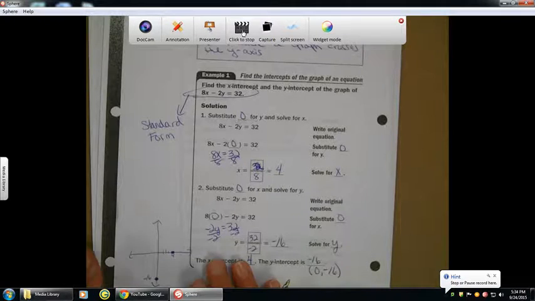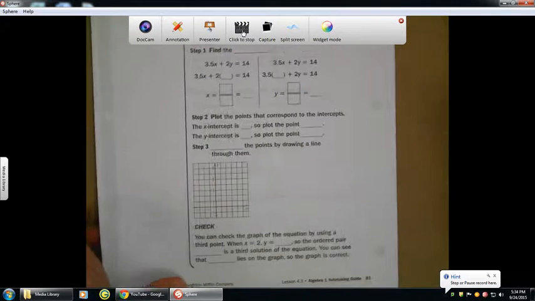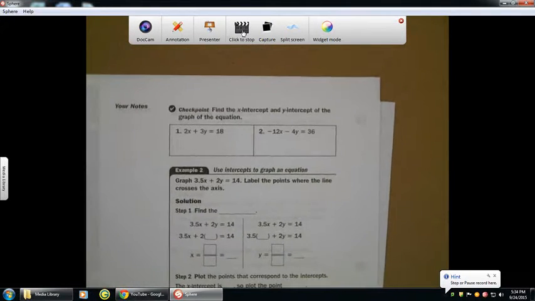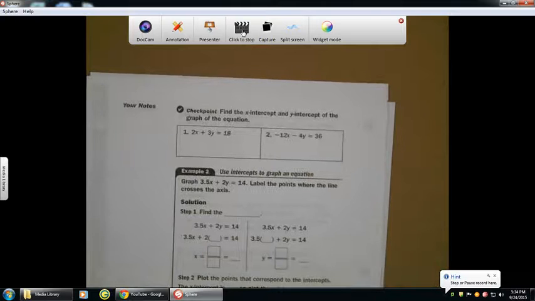All right, so let's move on to the checkpoint. It's finding the x and y-intercepts of the graph of the equation. So remember, look back into your notes. To find the x-intercept, substitute a 0 in for y. And to find the y-intercept, we're going to substitute a 0 in for x. So please pause the video and restart it when you're done. Please pause it now.